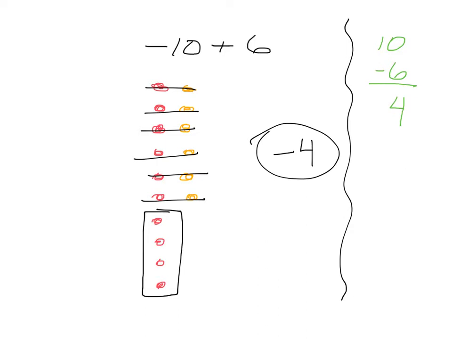But then we want to look at the two numbers. Negative 10 had a bigger absolute value, so we're going to use its sign, which is negative. So our final answer will have the negative. So either way you solve this, whether you use the counters or the absolute value method, you're going to get your answer of negative 4.